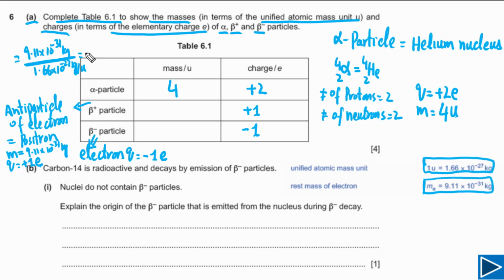So if you do this division, your final answer will be 0.0005 u, because you can see kg cancel, so we get u. So the mass of beta plus particle is simply 0.0005. The mass of beta minus particle is also the same because they are particle and antiparticle. And that's all we need to write down. If you write down all these right, you will get 4 marks. So this question has 4 marks.